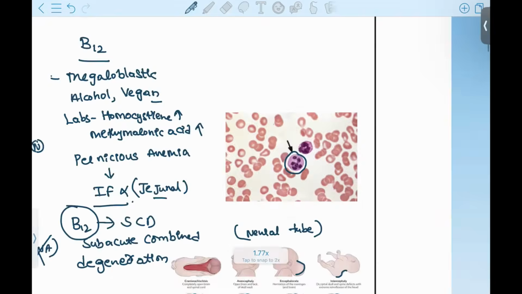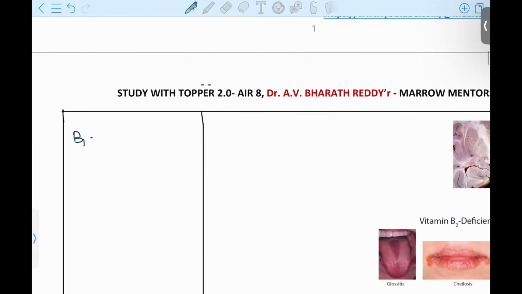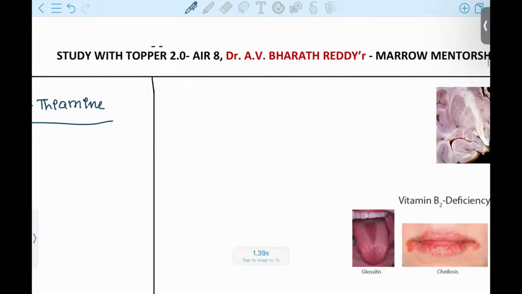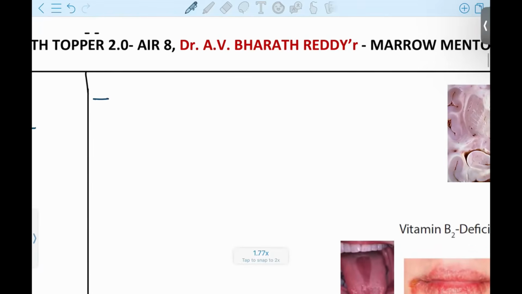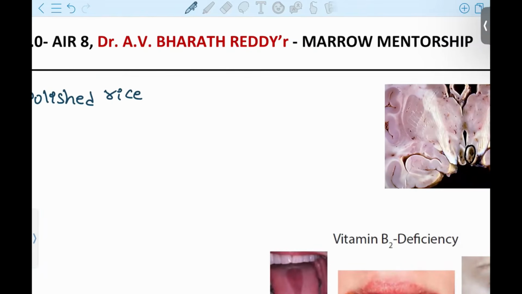All right. Next, moving on to our next classification, that is your B1 deficiency. B1 is your thiamine. Thiamine is mostly used in the multiple pathways of carbohydrate, fat, and amino acid metabolism. At the same time, thiamine deficiency is commonly associated with polished rice eaters. Patients who are eating polished rice have a high chance of vitamin B1 deficiency. And how is it presented? Beriberi. The disease name itself, beriberi.